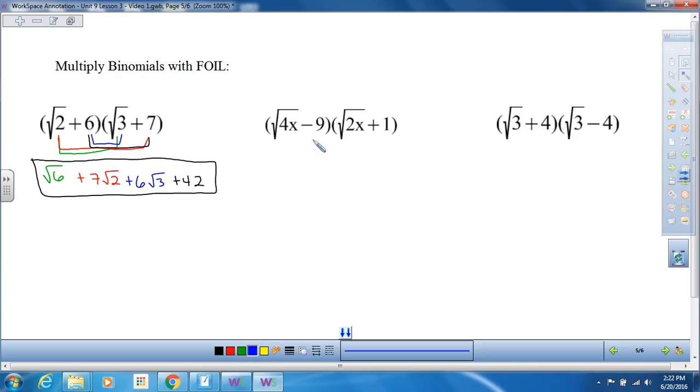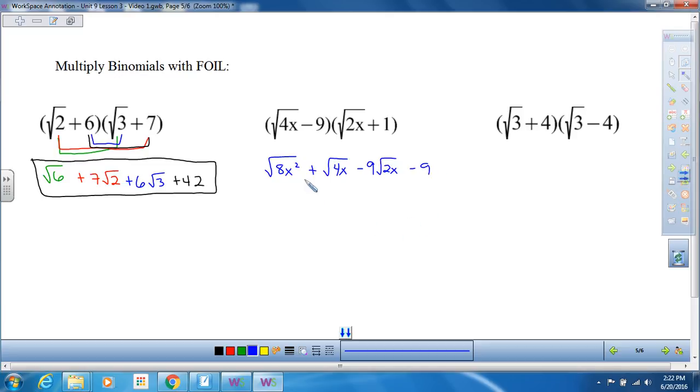Okay, so if I do first, I get square root 8x squared and then outer would be plus square root of 4x minus 9 times square root of 2x, and then minus 9.